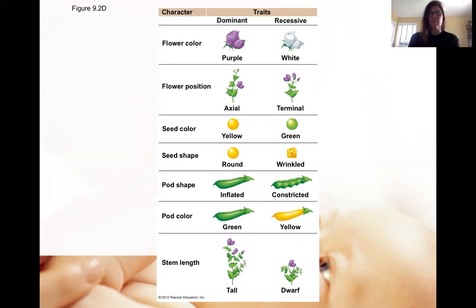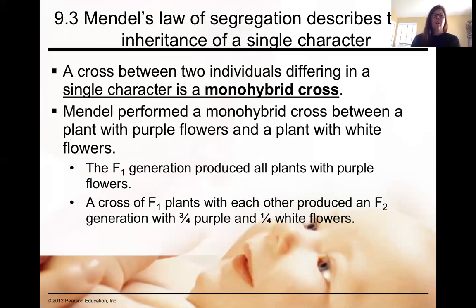So we have purple over white, and axial. That's where the flower's position is. So are they in the middle along the stems, or are they terminal, at the very tip of the branches? And then we have seed color, shape, pod shape and color, and then again, are they tall or short? So when we do this, we call it a single character or a monohybrid cross. That's where we're just looking at one trait at a time, one characteristic at a time. And so he performed all of these monohybrid crosses to determine what was dominant and what was recessive.